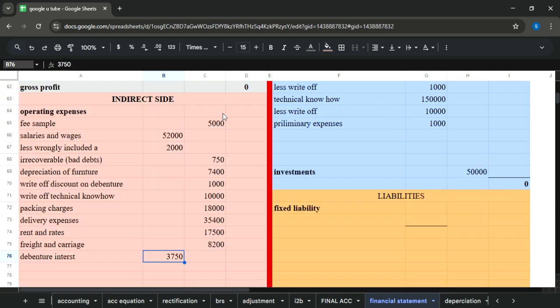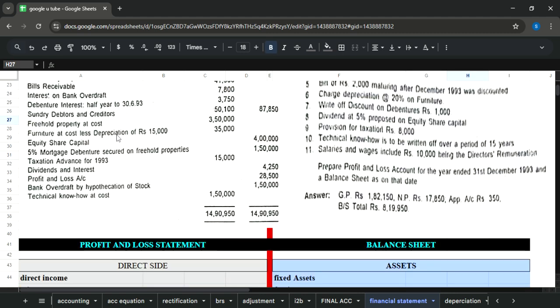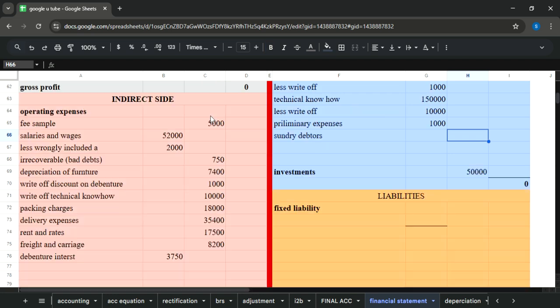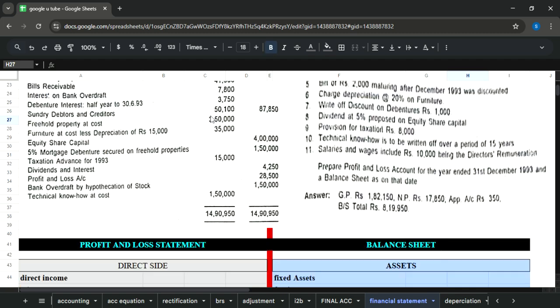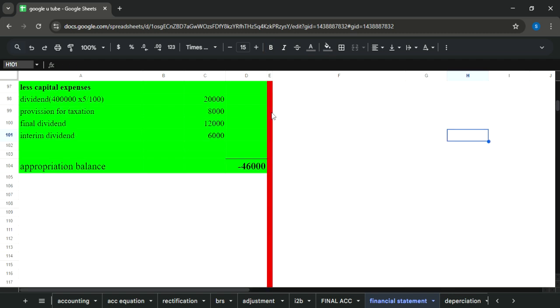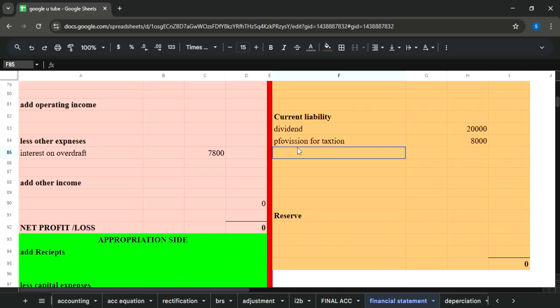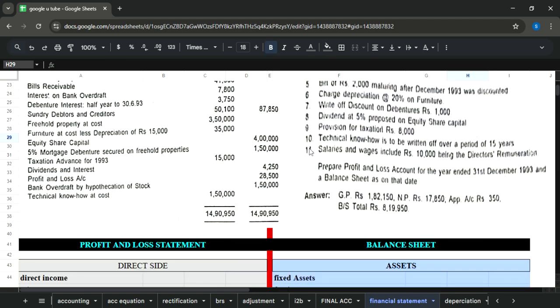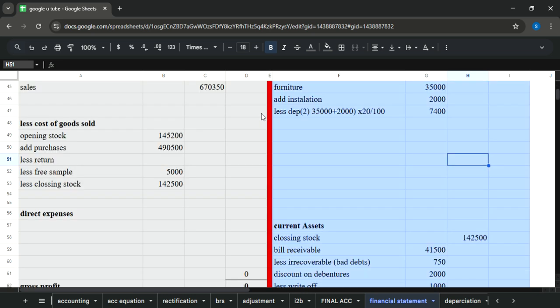So let's go to the current asset side. Sundry debtors would be mentioned. The amount we have decided is 50,100. On the current asset side, you will mention this amount. Alright, then we have creditors. It is part of current liability. So here, sundry creditors, the amount of sundry creditors is 87,850.